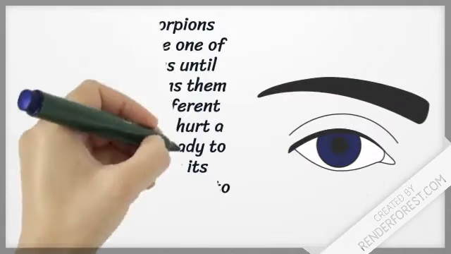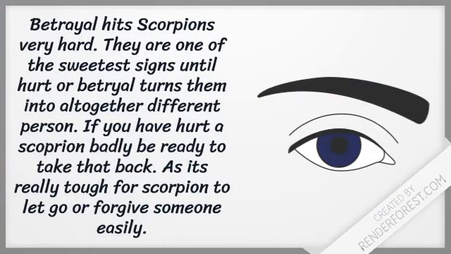Betrayal hits scorpions very hard. They are one of the sweetest signs until hurt or betrayal turns them into an altogether different person. If you have hurt a scorpion badly, be ready to take that back, as it's really tough for a scorpion to let go or forgive someone easily.